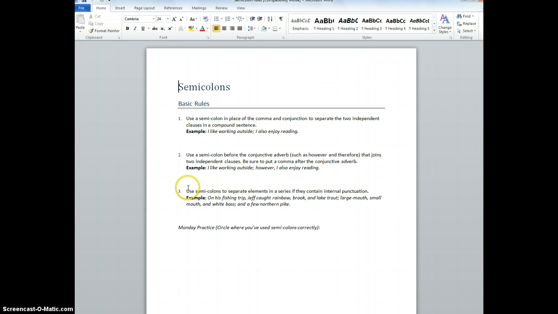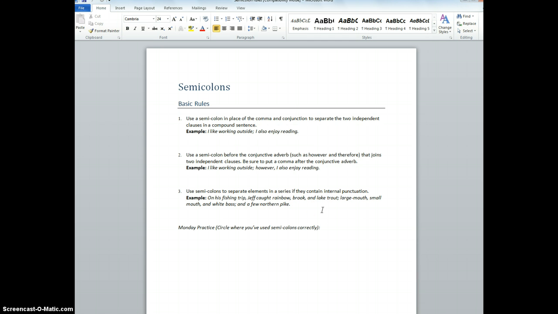Your third rule is to use semicolons to separate elements in a series if they contain internal punctuation. Your example: On his fishing trip, Jeff caught rainbow, brook, and lake trout; largemouth, smallmouth, and white bass; and a few northern pike. So in this sentence you can see there are three main types of fish that are caught: trout, bass, and pike.